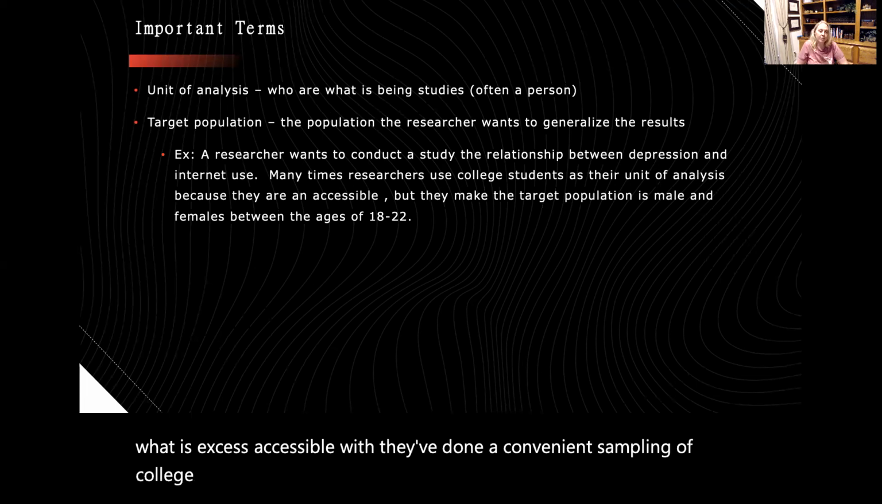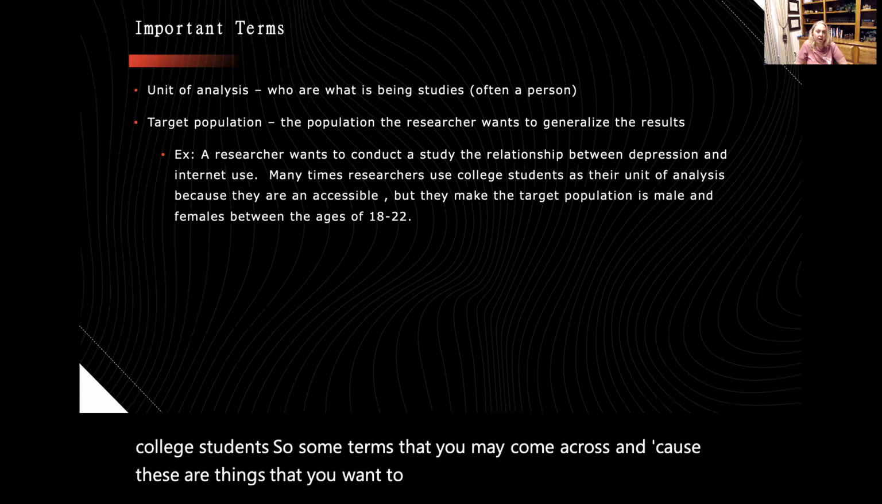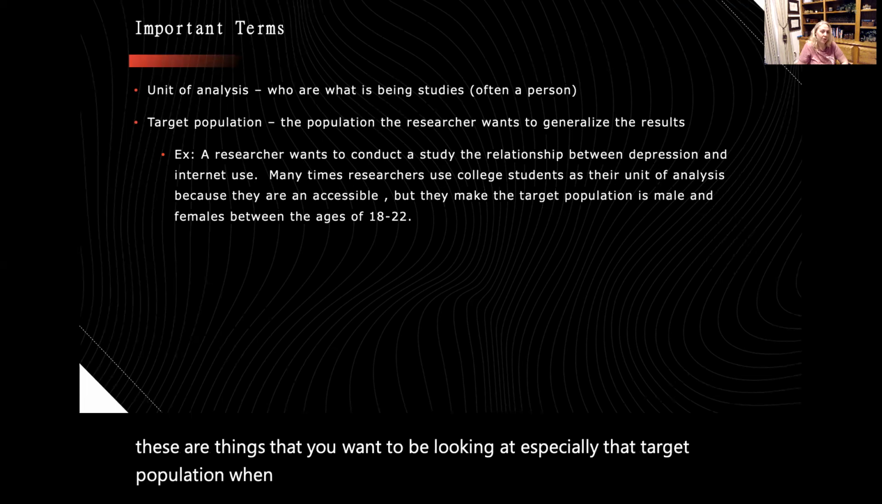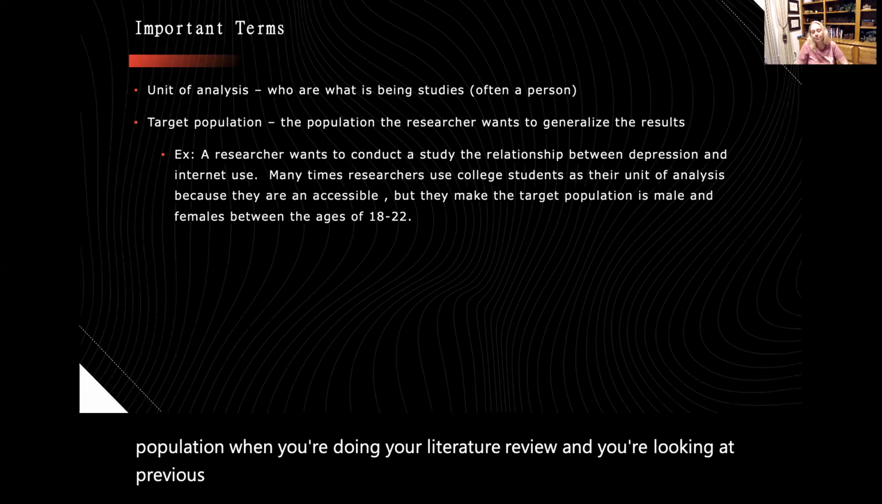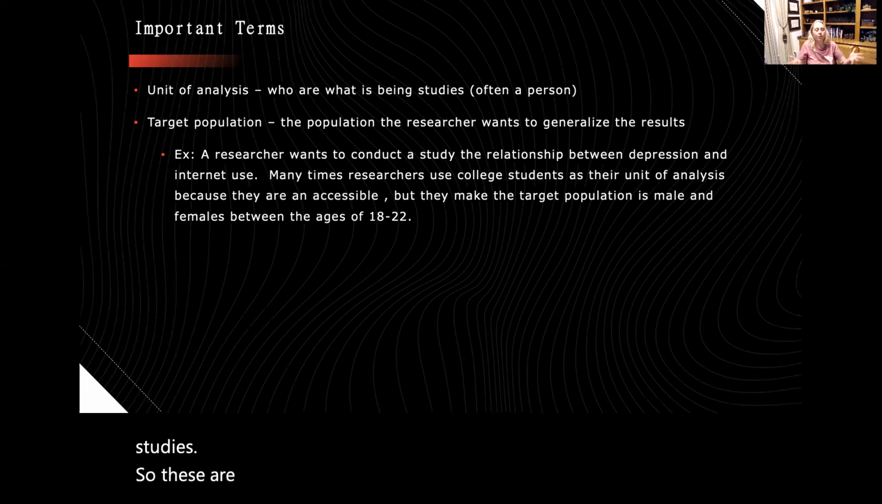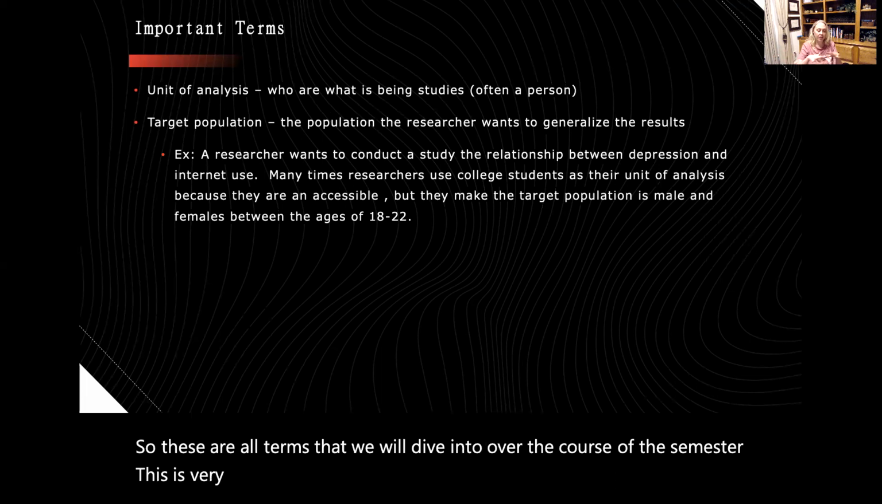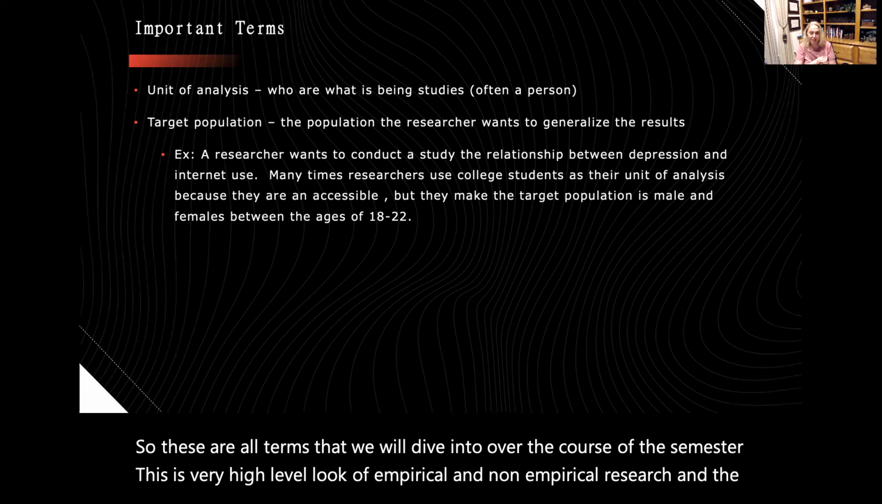So some terms that you may come across, these are things that you want to be looking at, especially that target population. You're doing your literature review and you're looking at previous studies. These are all terms that we will dive into over the course of the semester. This is a very high level look at empirical and non-empirical research and the experimental research, which we'll be doing.